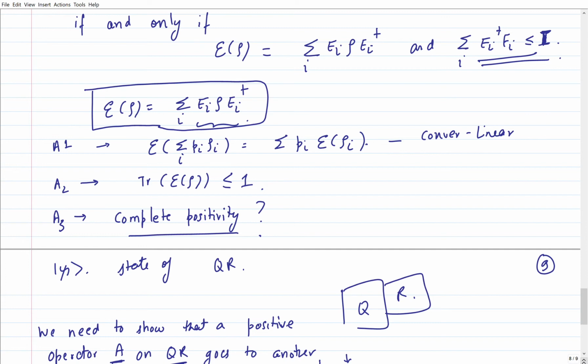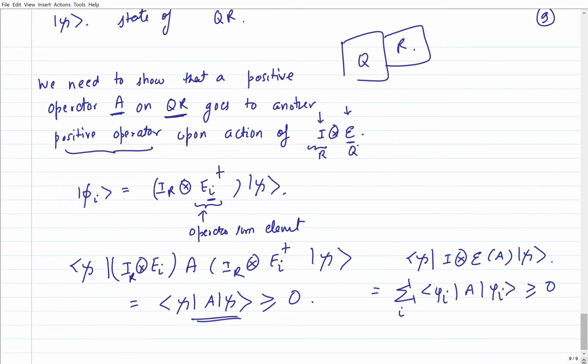a quantum operation with an operator sum representation, and I had to show these three properties: convex linearity, the trace condition, and complete positivity. So by complete positivity, I wanted to show that a positive operator A on the system as well as interaction goes to a positive operator upon the action of the following quantum operation, where I do nothing to the extension and I apply the same quantum operation given by, remember, this guy was given by this guy, and that's exactly what I've showed over here.